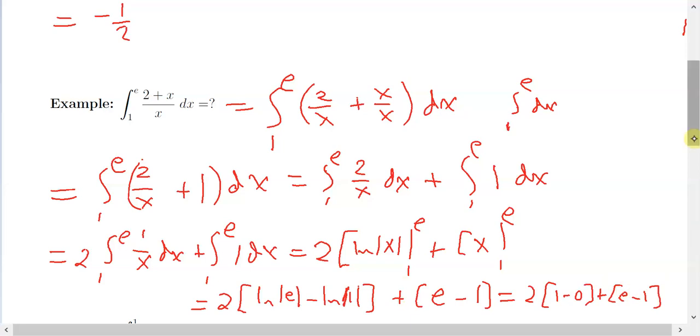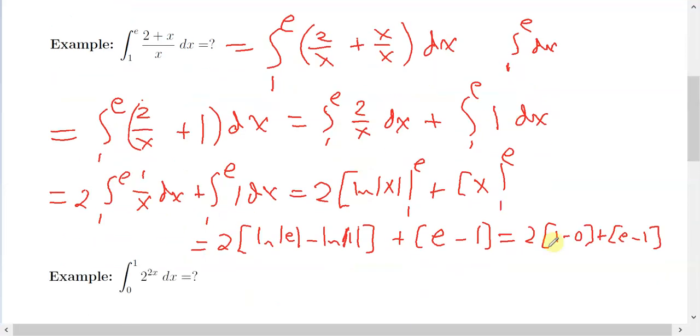So if I combine these and simplify, I'm going to have 2 plus e minus 1. So altogether I'm going to have e plus 1, because it's 2 and a minus 1. So this will equal e plus 1 or 1 plus e, however you want to write it. So that's the value of the integral of this function on the interval 1 to e.